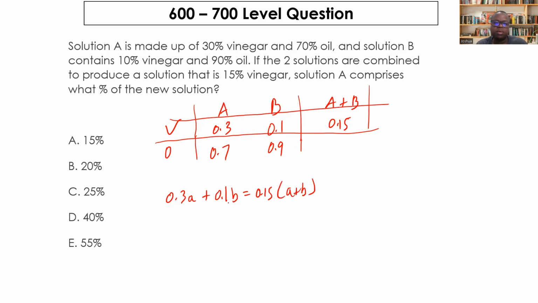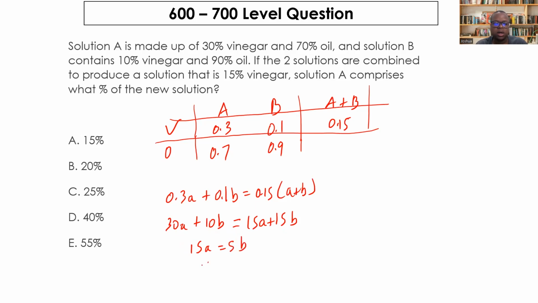So you can remove the decimal points by multiplying all through by 10, or actually you can just multiply it by 100 to be able to remove all the decimal points as you open up the brackets. So this multiplied by 100 will have 30A plus 10B is equal to 15A plus 15B. So if you collect the like terms together and simplify this equation, what do we get? If you take 15 to the other side of 30 and B to the other side of 15, so you'll have 30 minus 15, you'll have 15A is equal to 15 minus 10 will be 5B.